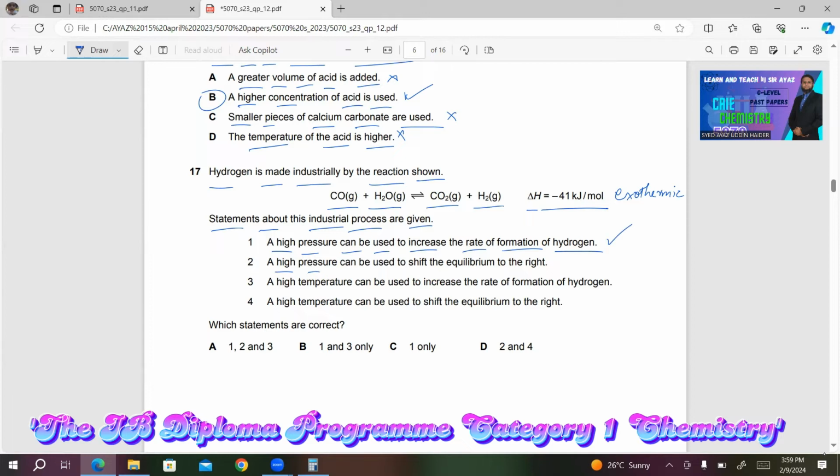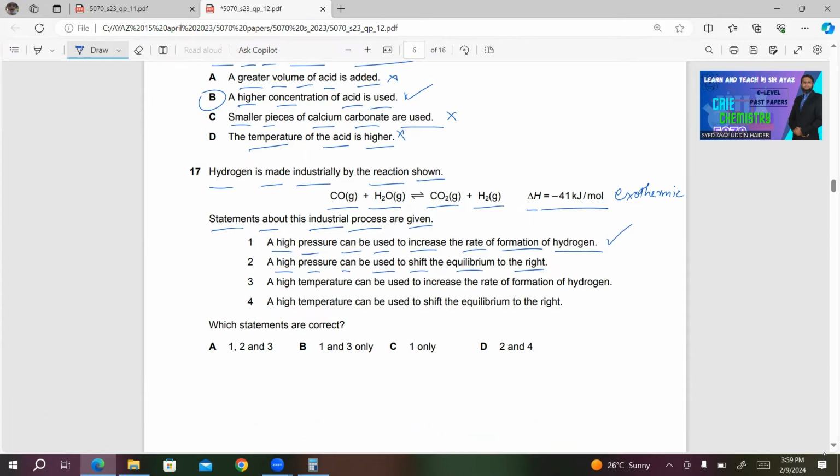Number 2, a high pressure can be used to shift the equilibrium to the right hand side. Now you know that when we talk about the shifting of equilibrium, high pressure will shift the equilibrium to the side with a smaller number of moles. If you count the number of moles of gases on both sides, both are equal. On the reactant side it's 2, 1 plus 1. It's 2 on the product side, again 1 plus 1. So it has no effect on the equilibrium if you increase the pressure, because the number of moles is the same on both sides of the reaction.